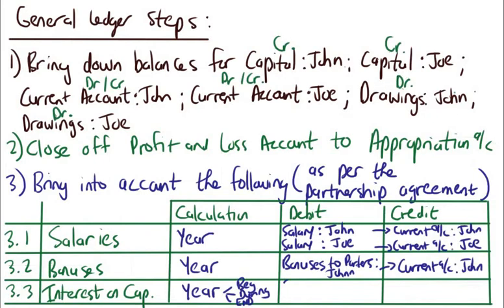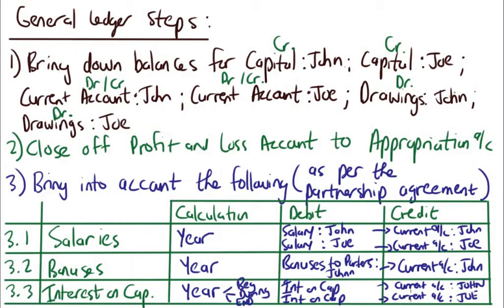Right, so what I'm going to do there is I'm going to debit my interest on capital account and credit current account John, and then I'm going to do the same thing for Joe. Now you'll notice with interest on capital, we don't really write down interest on capital John, interest on capital Joe. I think somehow as accounting conventions go, we don't really do that. Right, so that's basically what we do in terms of our step 3.3.